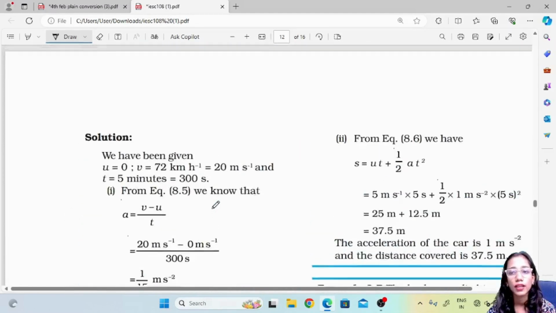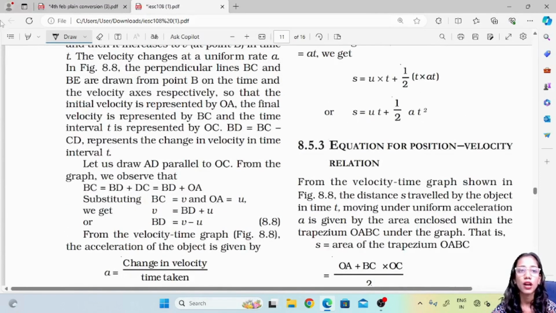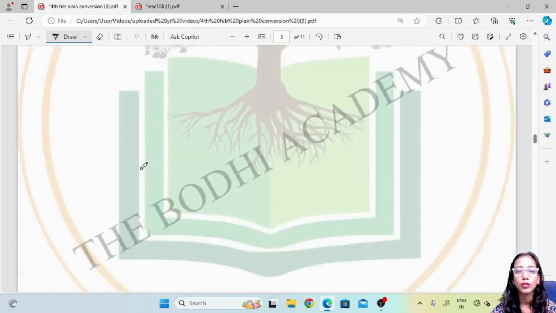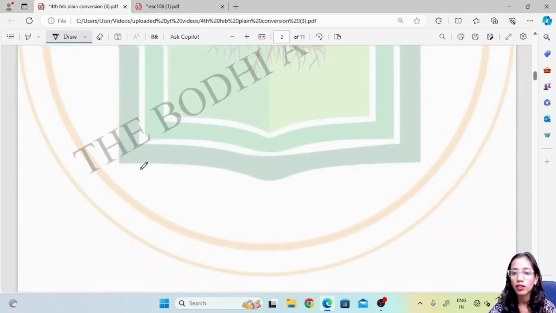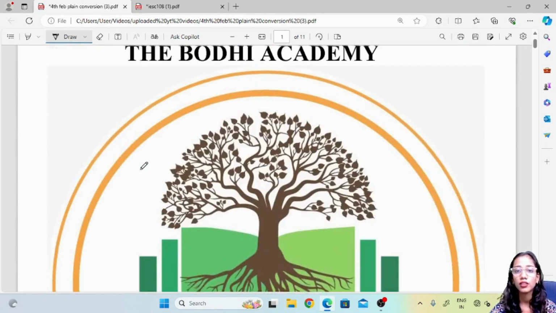So yes, this was the last part of the chapter, and today we saw the different equations of motion, and we saw some numericals and also uniform circular motion.